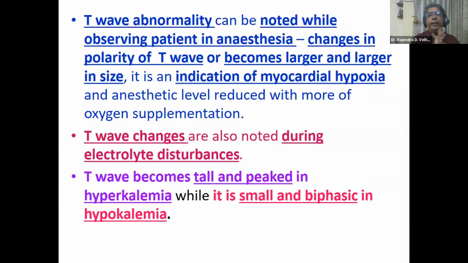Now, T wave abnormality can be noted while observing the patient in anesthesia. Particularly, you have to observe the changes in the polarity of the T wave while observing the patient during the level of anesthesia, because myocardium is highly sensitive for its oxygen demand, and therefore whenever the oxygen supply decreases, and then the T wave suddenly starts changing its polarity, or it becomes larger and larger, this is actually a warning of impending disaster into development of the arrhythmias.